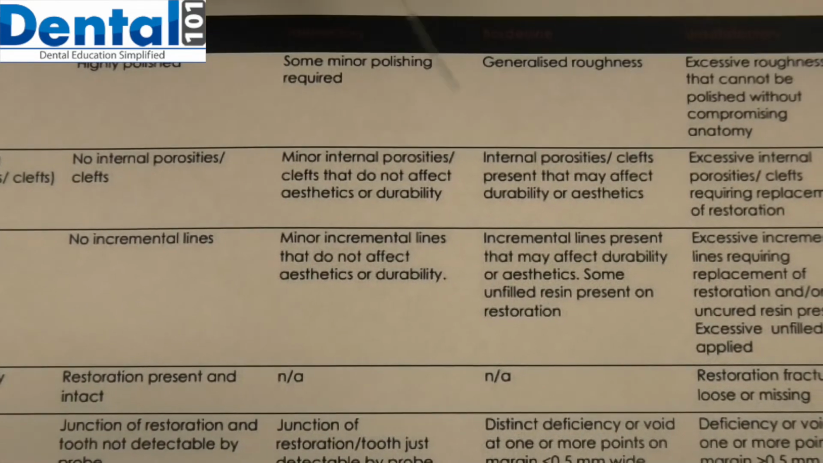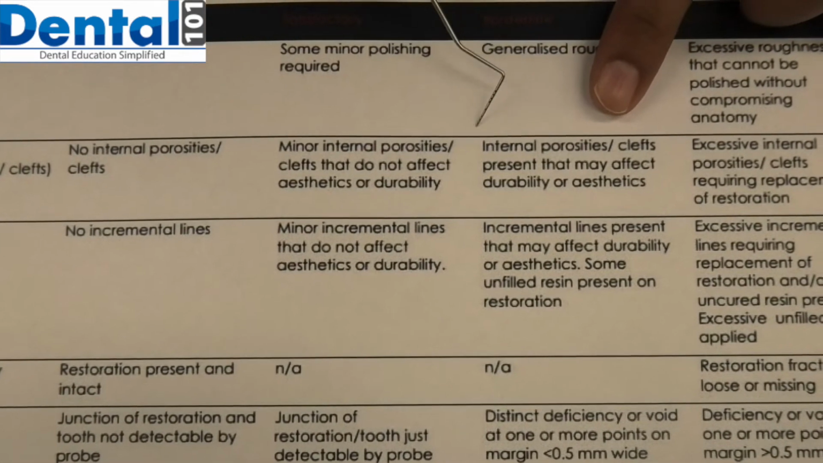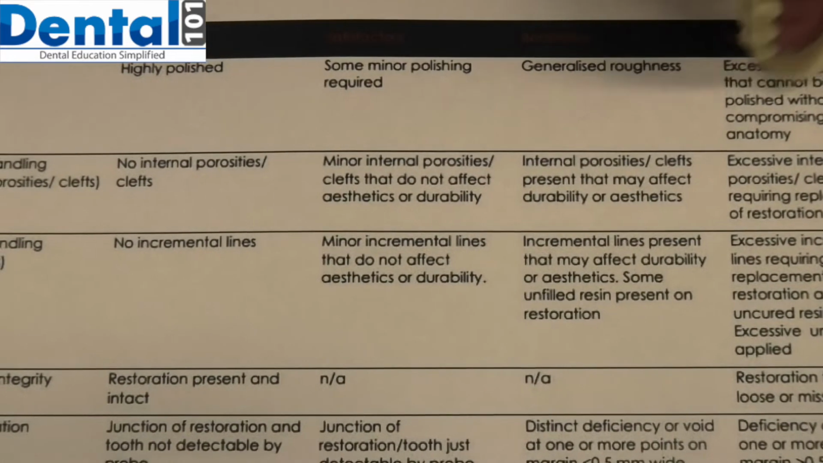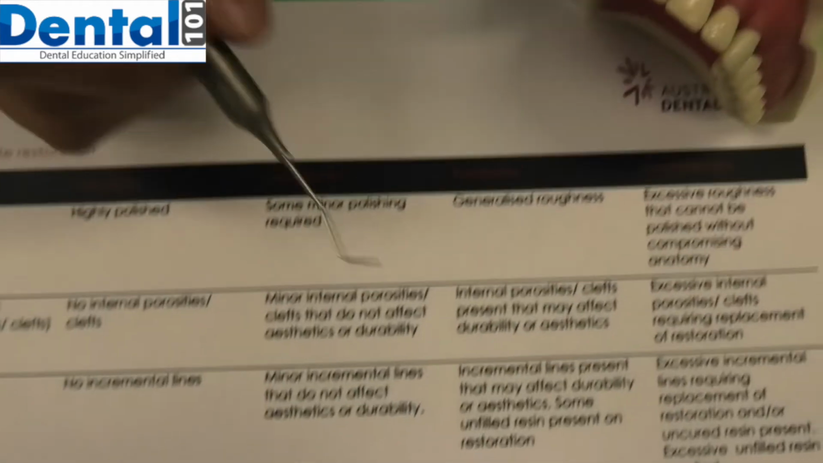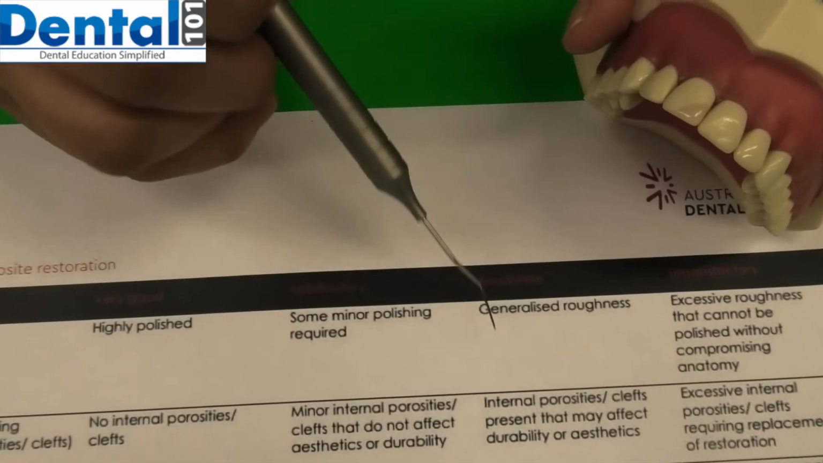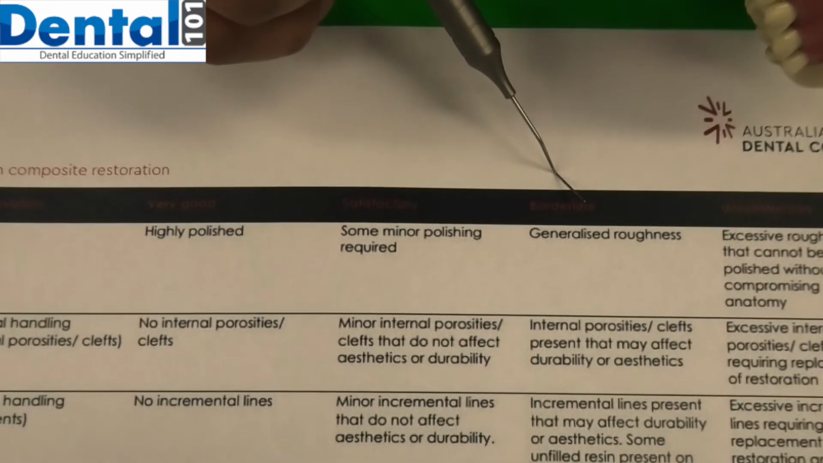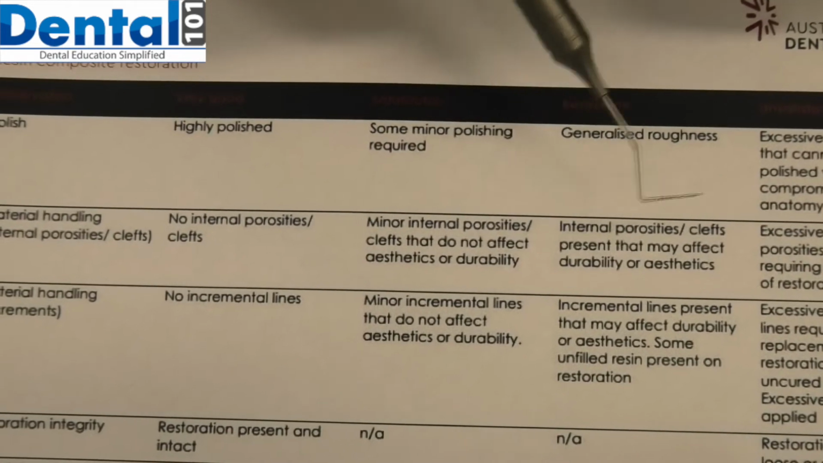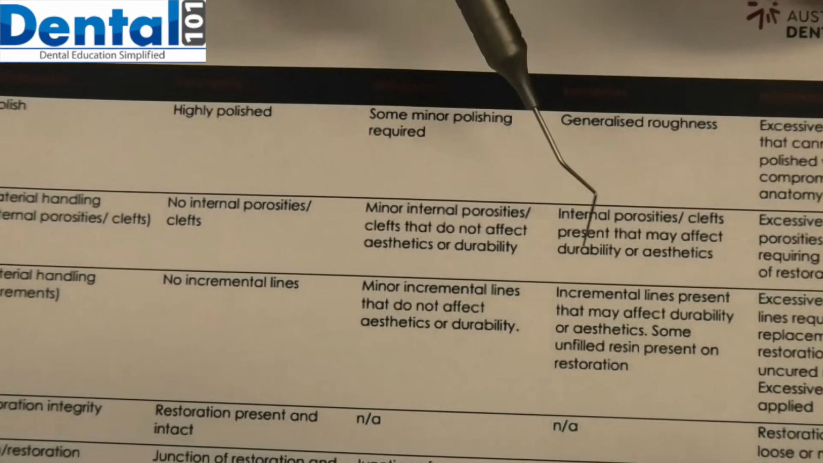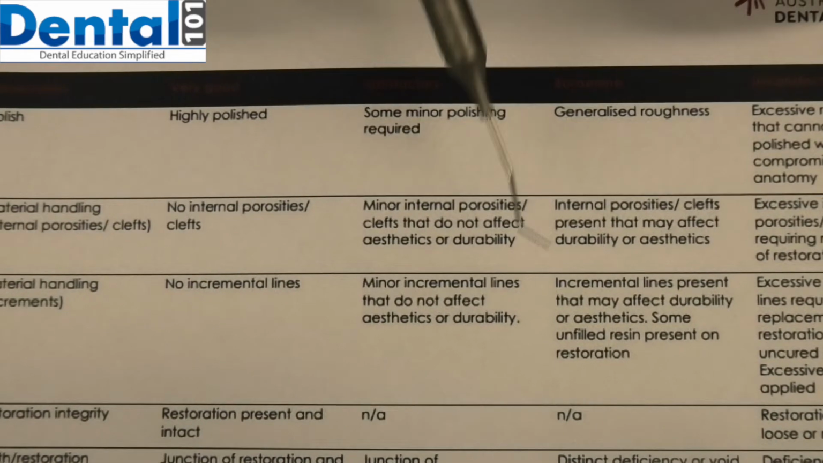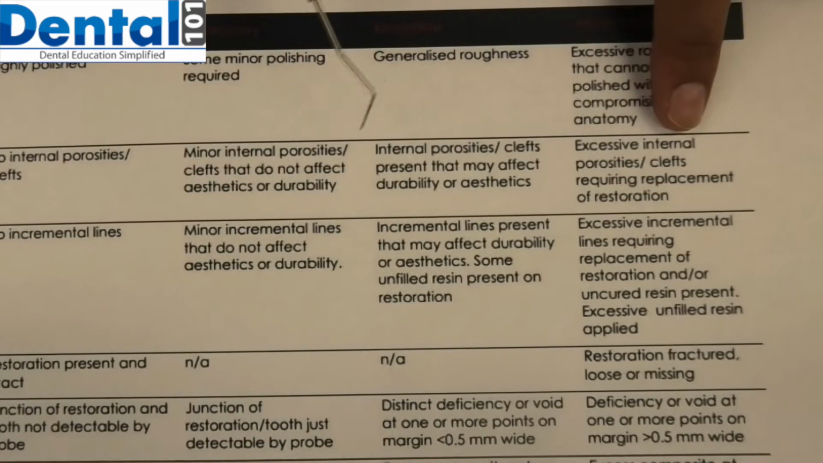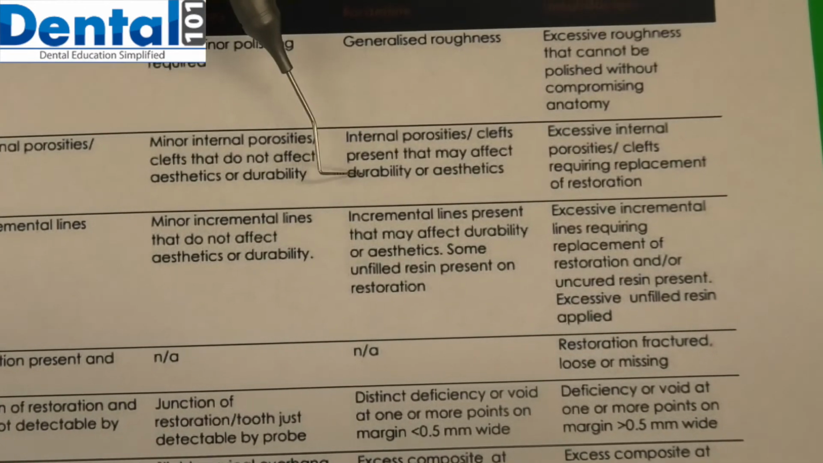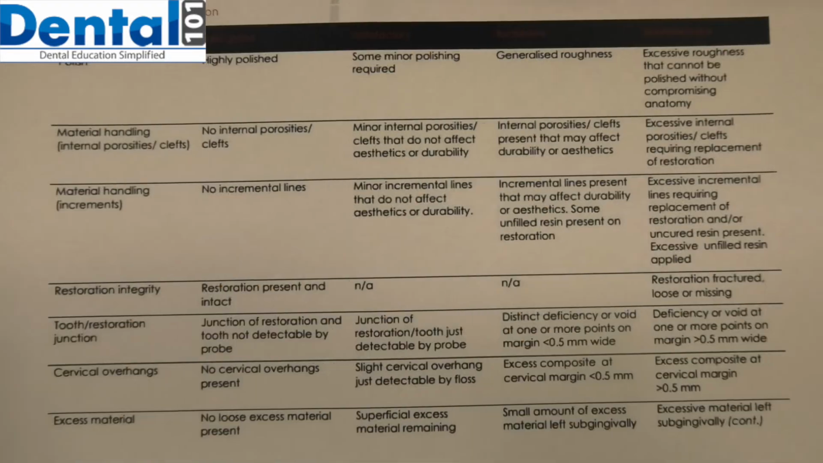All right. If the same porosity was on the buccal surface, then it would affect the aesthetic of the restoration. In that case, it can come under borderline. If there is any porosity or cleft present on the aesthetic surface that affects the aesthetic or durability, that comes under borderline. And if there are excessive porosities or clefts which require the replacement of the restoration, then it will come under unsatisfactory.